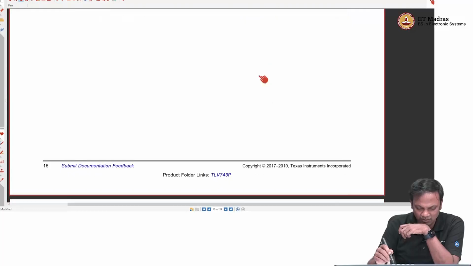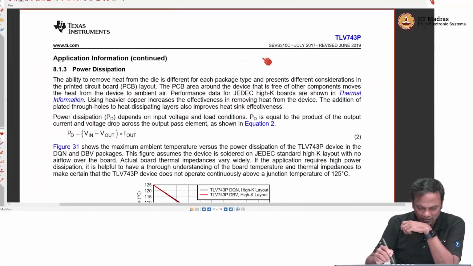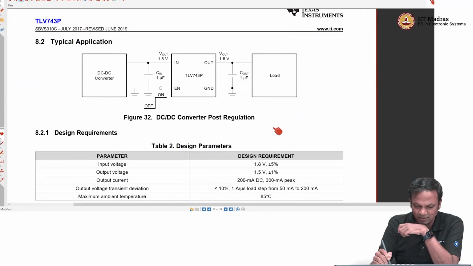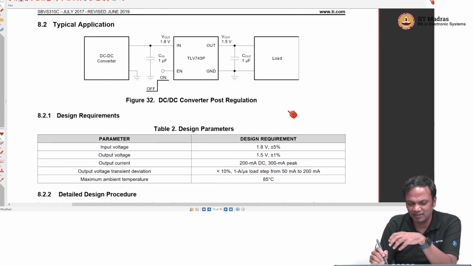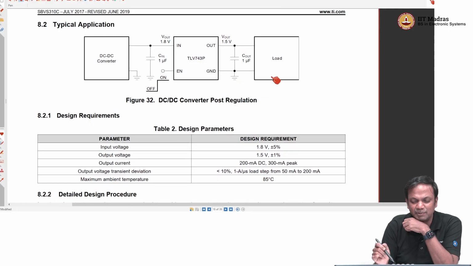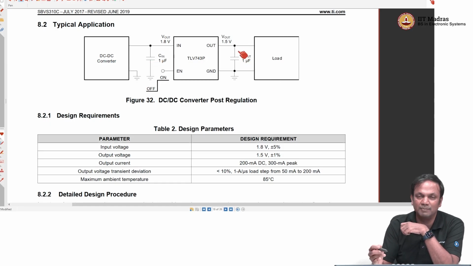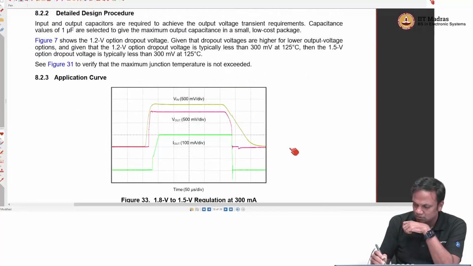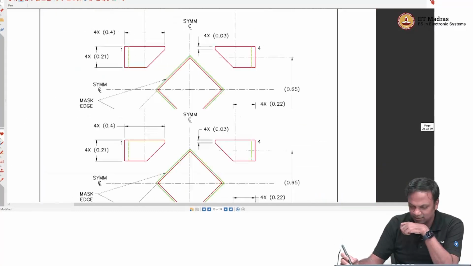Then there is more on the dropout. This power dissipation we will ignore, and you ignore the DC-DC converter for now. Then they have the typical application scenario, right, where they have shown that 1 microfarad capacitor at both the input and the output, right. So, this is usually what is there in a data sheet.